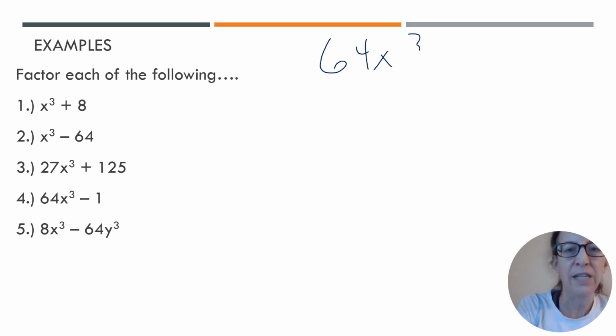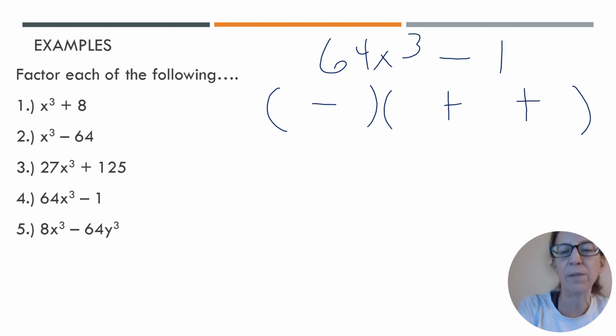Okay, so we have 64x to the third minus 1. We have a small parenthesis and a big parenthesis. Same, opposite, always positive. Notice that I am going through these faster each time. As you see them, as you handle them and practice them, your speed should improve. So now we ask ourselves, what to the third power gives me 64? Well, that would be 4. What to the third power gives me x cubed? That's x. And what to the third power gives me 1? That would be a 1.